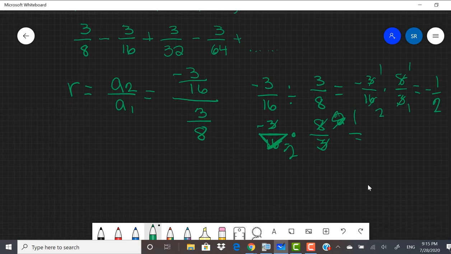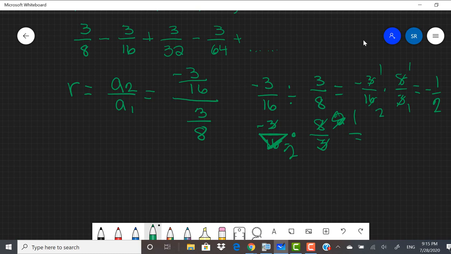So -1/2 is definitely in between -1 and 1. This means that my infinite series is actually decreasing, and it's decreasing so far that it'll end up being close to 0, so we can go ahead and find our sum here.